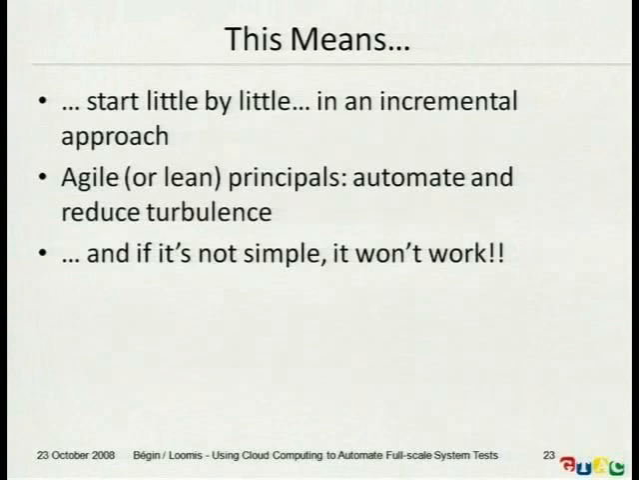And as a basic agile principle, we have to slow down to speed up. But we have to be careful not to slow down too much for too long, and make sure that we show potential for speed up as soon as possible and then real speed up. And that takes, and means, courage. So we need to start little by little, in an incremental approach. Okay. And automate with the goal of reducing turbulence, making things easier and more fluid as we go along. And if it's not simple, it just won't work.